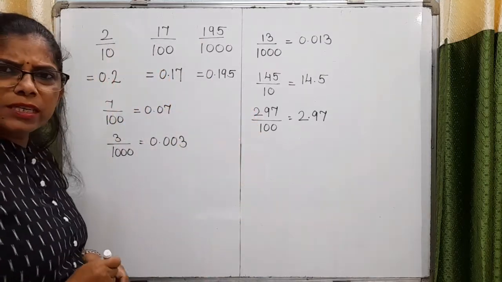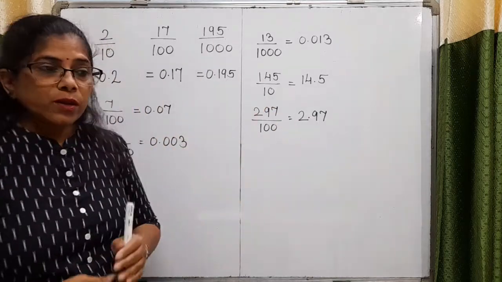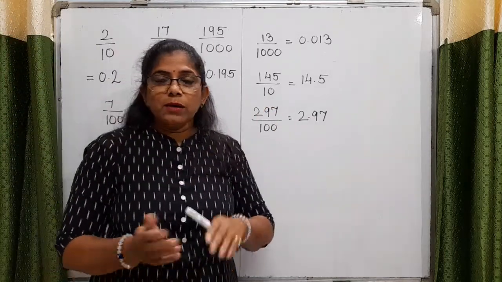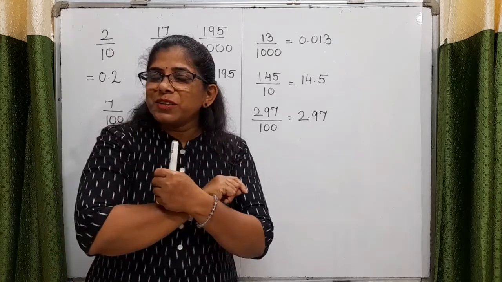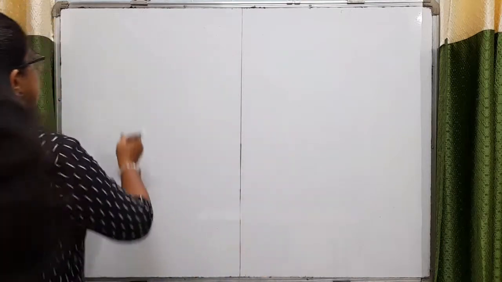Now this one point is clear to you: how to write a fraction in decimal form. Now if we have a decimal number, then how to write that decimal number in the fraction form? Let's see a few examples of this. Now let's check how to write a decimal number as a fraction.